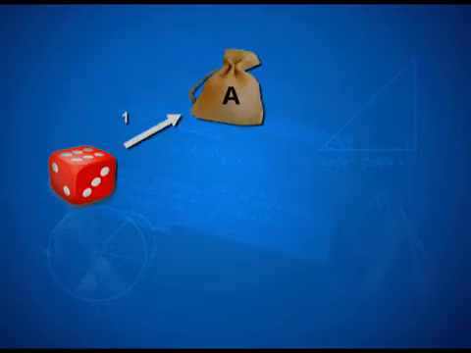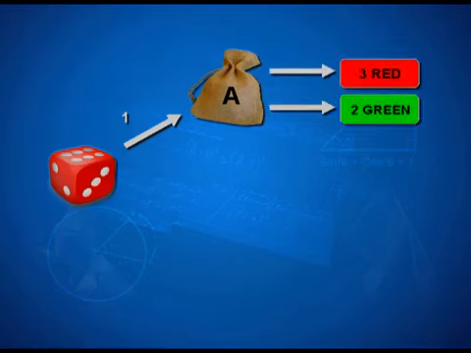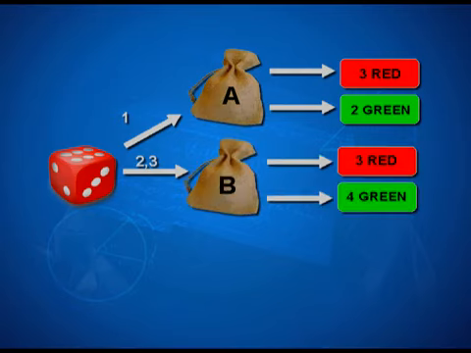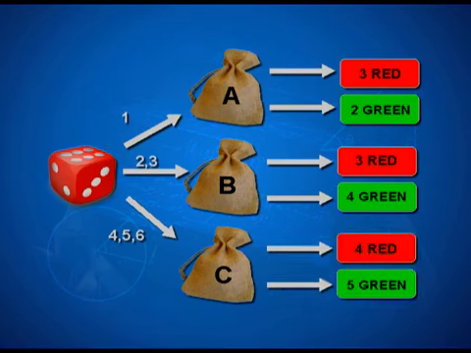So, what if the die shows 1? What would we get? We will pick a ball from bag A, which contains 3 red and 2 green. If the die shows 2 or 3, we pick a ball from bag B which has 3 red, 4 green. If we get 4, 5 or 6, then the ball is picked from bag C which has 4 red and 5 green. And then we are looking at the probability of a ball coming out of each of these selected to be a green ball.